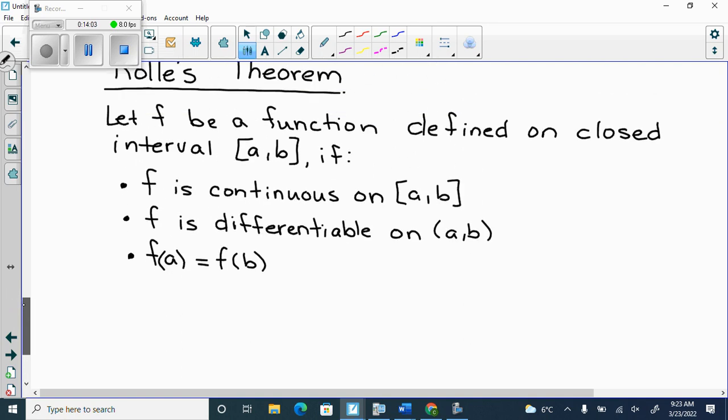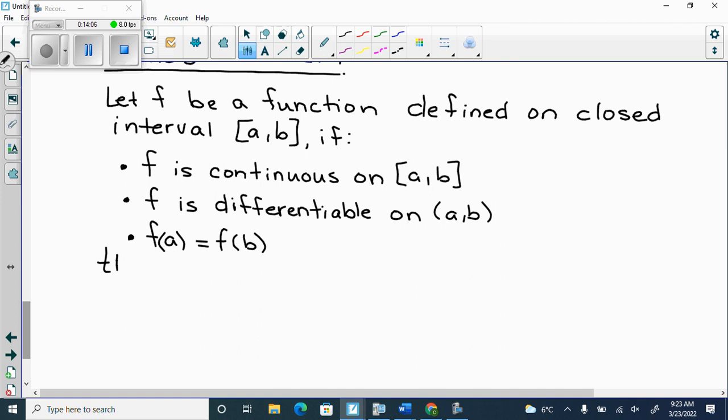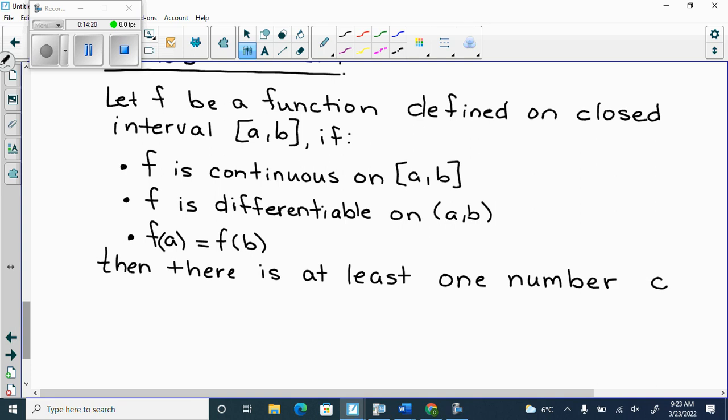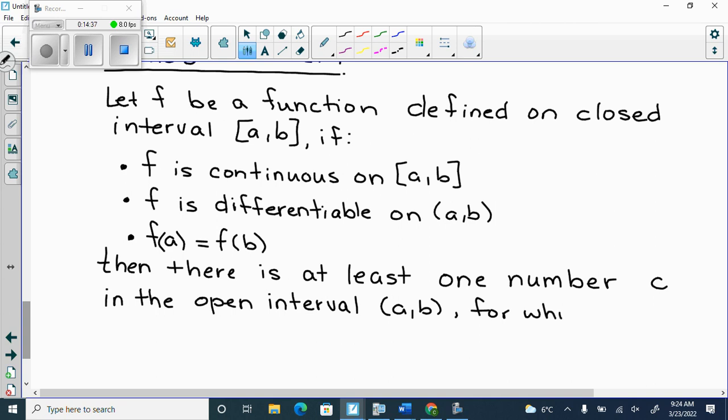So then we can say, if these stipulations are true, then there is at least one number c. I know c is a letter, but it's a variable, right? One number c in the open interval (a, b), for which f prime of c equals 0. We'll talk about that in a second.